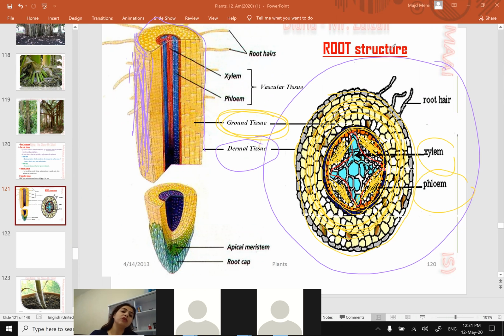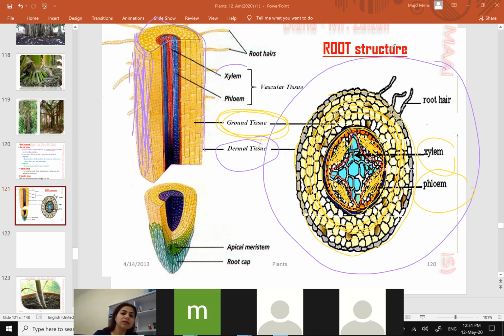Now notice here, you have the red color, which is in the middle. The red color here represents xylem. Xylem alternates with the phloem. So the blue color represents the phloem. Both of them are vascular tissues. Once you notice that the vascular tissues are in the center, in the core of a cross section or longitudinal section, it means that this is a root. This diagram shows the cross section or longitudinal section within a root.